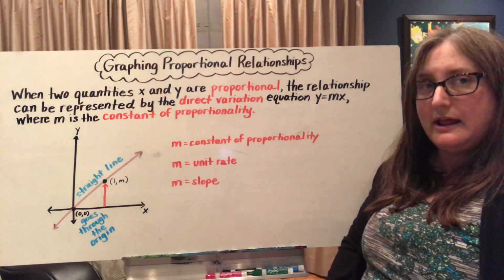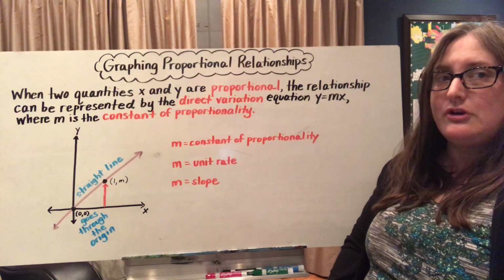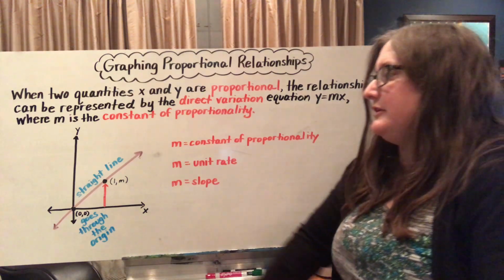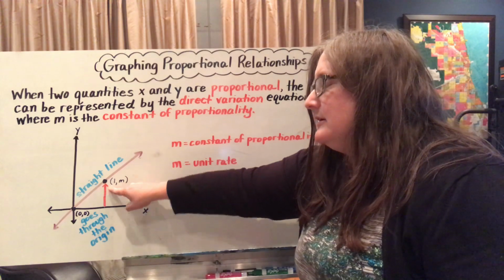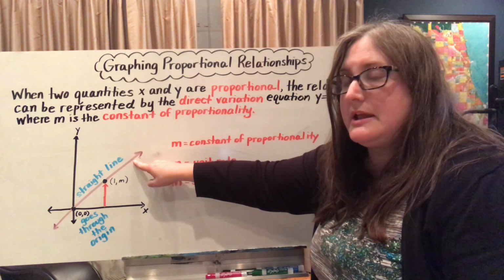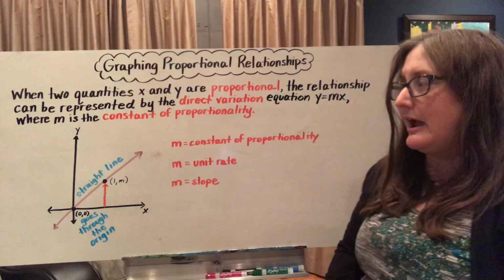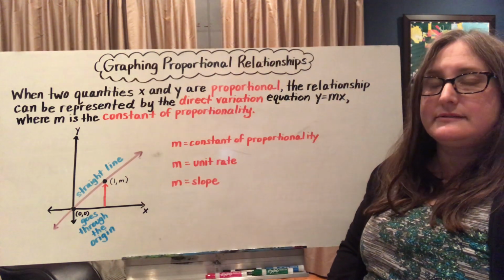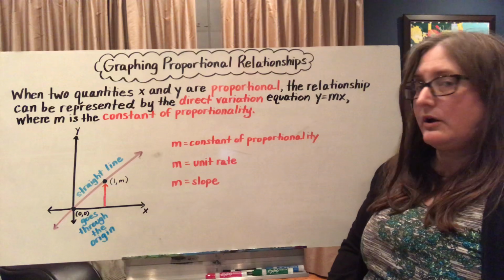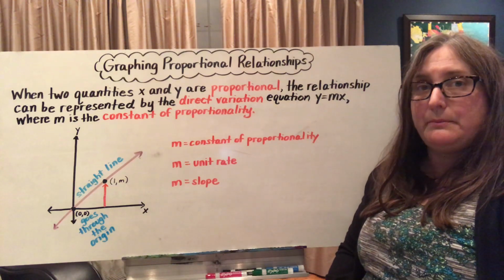It's basically telling us how much the line is jumping by each time. So if this was 1 comma 10, it would be 2 comma 20, 3 comma 30. It's jumping by 10 each time. So that is our constant of proportionality or our unit rate or our slope.